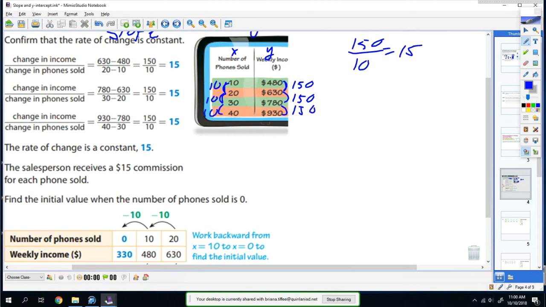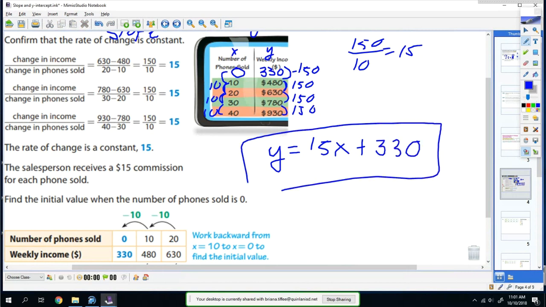150, and that's 10, so it's the same. So now I know this is a constant rate of change, and the constant is 15, or in other words, the slope is 15. So you use y is equal to 15x plus your initial value, which is your y-intercept. To find the y-intercept, you have to figure out where x is 0. I know where x is 10, so that means if I take 10 away from x and make this 0, I need to figure out where y is. Well, I know for every 10 I add 150. So if I take away 10, I'll take away 150 and make this 330. So my y value, my initial value, is 330. And that would be my equation. That's all you have to do.